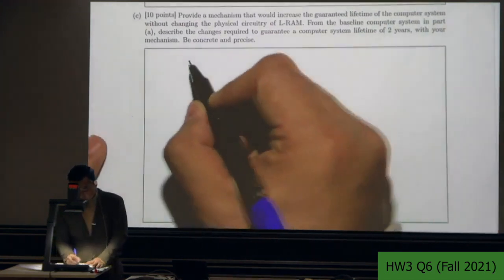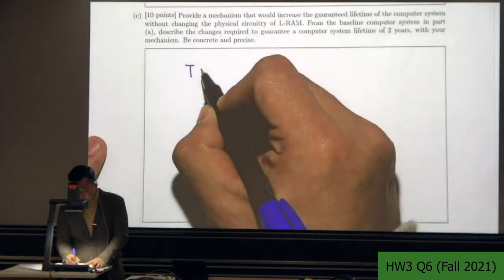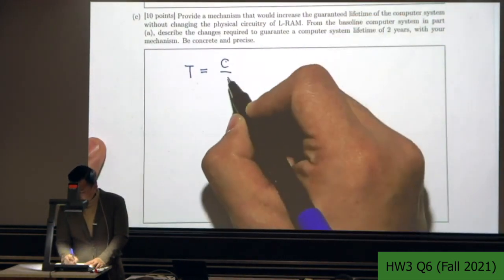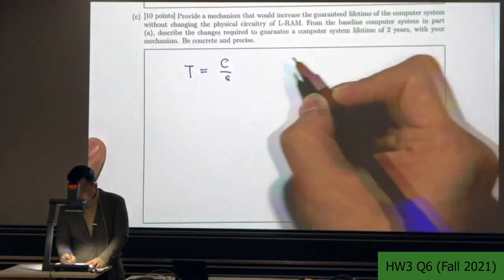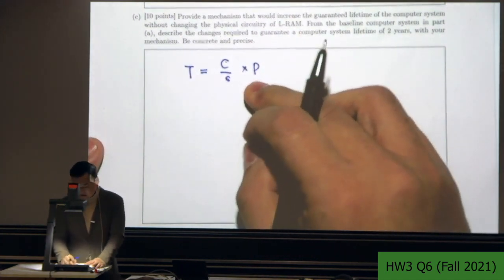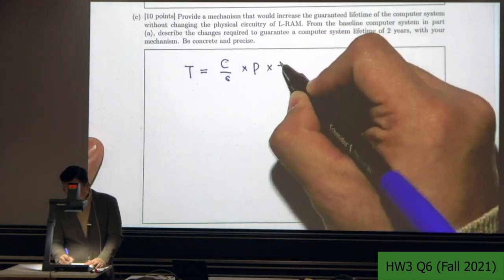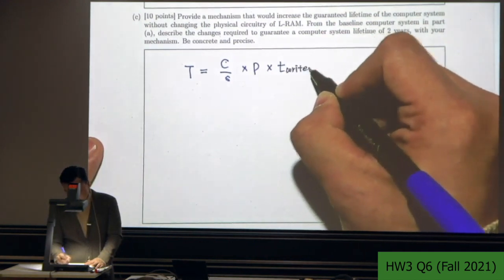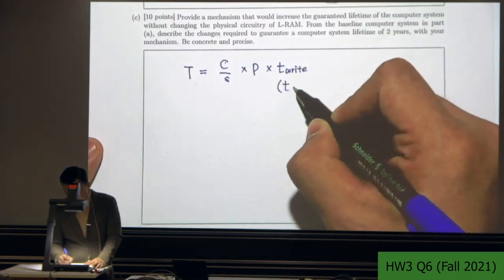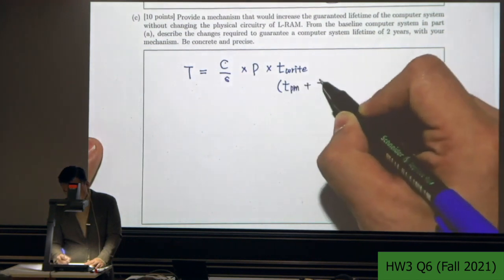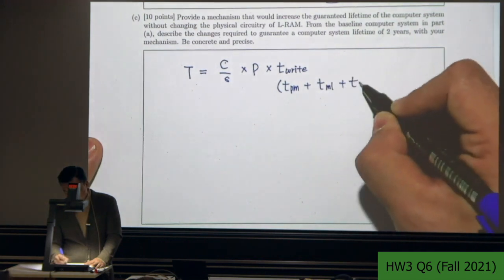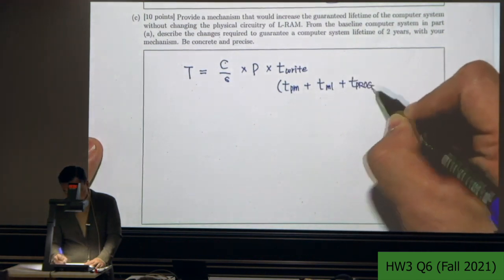Okay, so again, the guaranteed lifetime should be capacity over request size in this system, and limited program cycles, and effective write latency. And effective write latency is composed of the processor to memory controller transfer time, the memory controller to LM transfer time, and the program latency of LM.